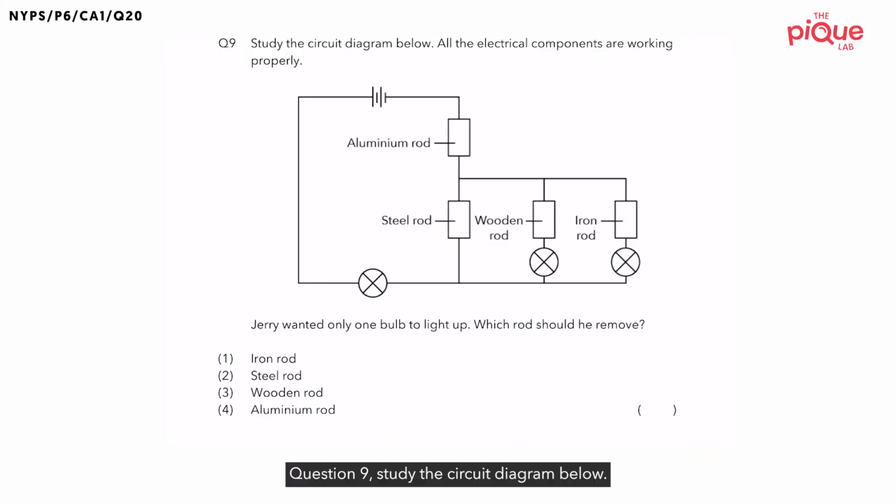Question 9. Study the circuit diagram below. All the electrical components are working properly. Jerry wanted only one bulb to light up, and he's wondering which rod should he remove. There are 4 different materials of rods in the circuit.